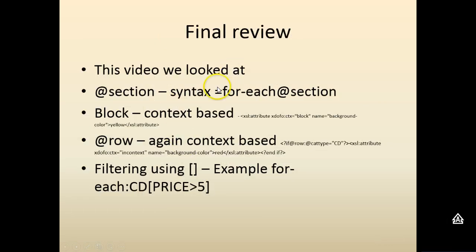So in this video, we looked at at section. At section creates a new section for each occurrence of the for each. So the syntax is for each at section. Then we also looked at the block, which is a context-based property. So we use XXL attribute, XDOFX at equal context equal block, and we specify the background color or whatever. Then we have the at row, which is again context based. In this case, we specify if at row where the category type equals CD, then we use the context.